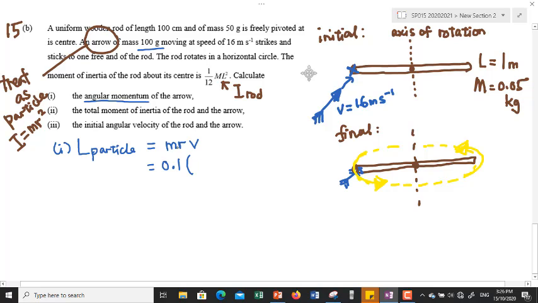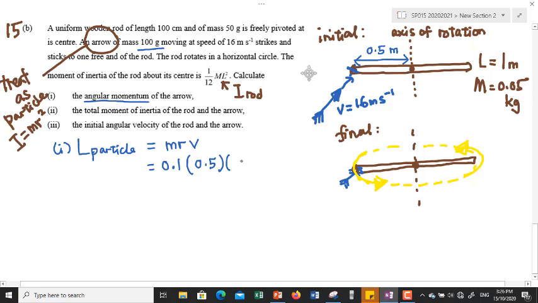So how far is R? How far is the arrow particle from the axis of rotation? Since the length of the rod is 100 cm, and we pivot at the center, it means that the distance of the arrow from the axis of rotation will be 0.5 meter, half of the rod length. So 0.5.